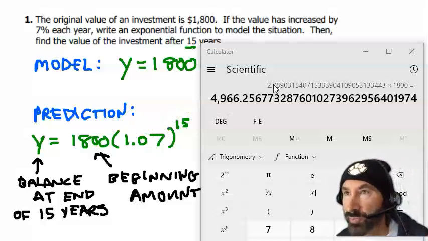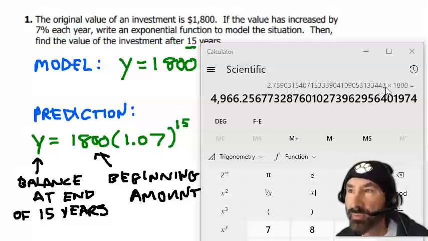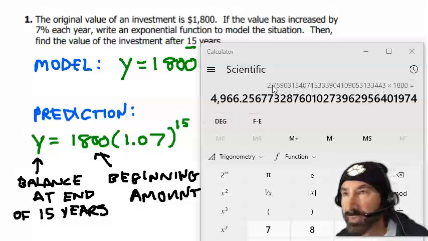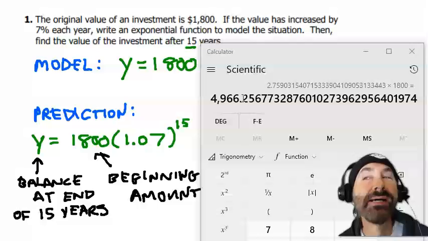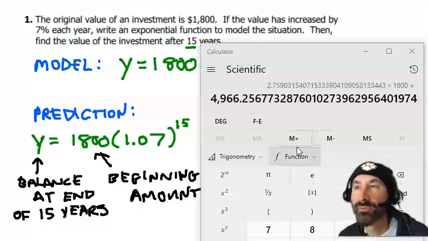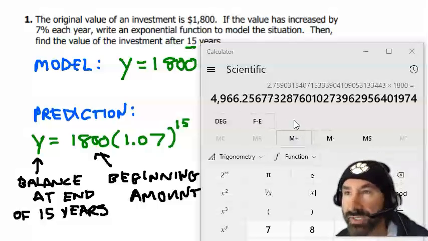So that got me 2.75 and so on. And then finally I took that number and multiplied it times 1,800. And I kept all the decimal places initially, but we're going to round. So the correct answer should be, at the end of 15 years, we should have $4,966.26. Hopefully you agree with me that you round to 26 cents.